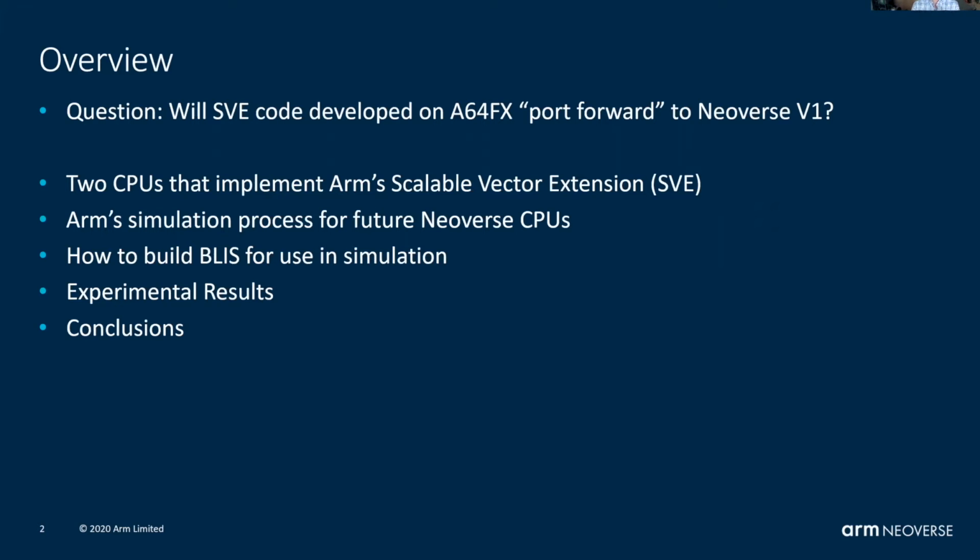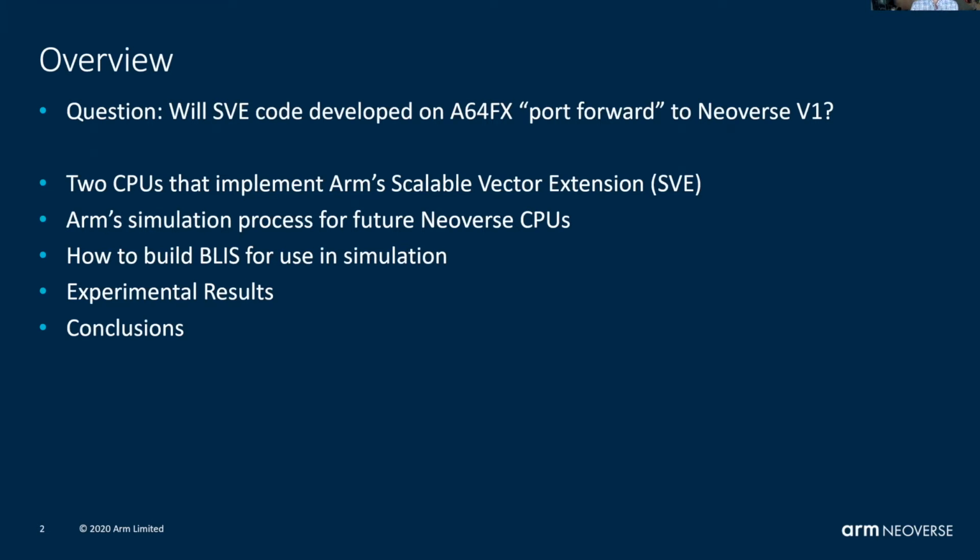The Neoverse V1 at the moment doesn't exist, whereas the A64FX does, so this is a cross-generational comparison. And the A64FX was designed specifically for leadership class HPC, while the Neoverse V1 can be used in a broad range of applications depending on how the ARM partner licenses it. So I'm not proposing a comparison of A64FX and Neoverse V1. I'm simply providing two data points from CPUs that both implement ARM's Scalable Vector Extension, or SVE.